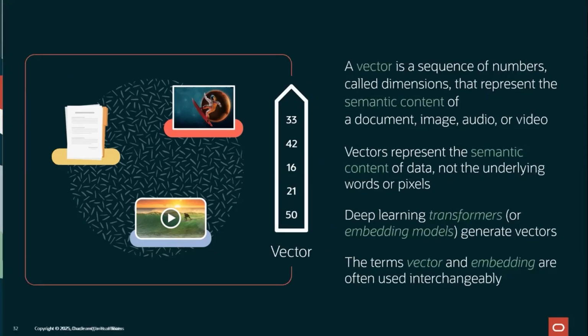Now, a vector is a sequence of numbers called dimensions. And these represent the semantics of unstructured content, like text, images, or video. And you can create vectors for an object by using what's referred to as a transformer or embedding model. With AI vector search, there's a built-in function for vectorizing content using a transformer that you specify. The transformer can be an AI provider or imported for use directly in the database. Now, with 23AI, you can store these vectors in a database table and use powerful vector indexes to find similar vectors at scale.